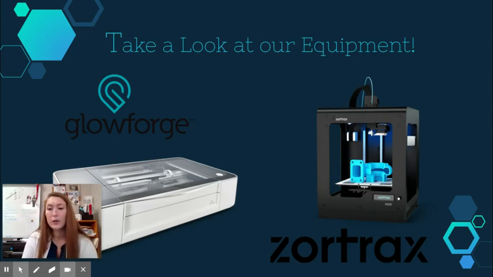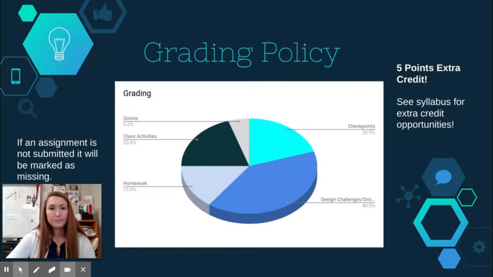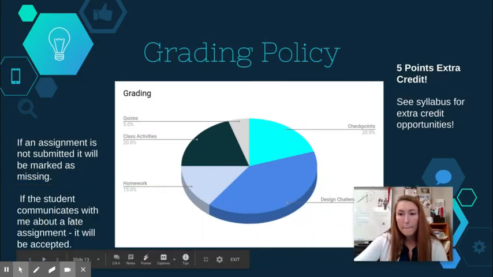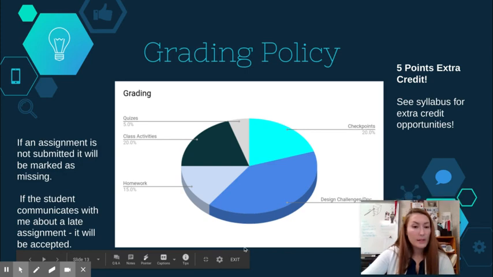And then our Zortrax is our 3D printer. These are just two hot technologies in our classroom, but we definitely have so many resources for our students to utilize this year that I'm super excited for them to be able to operate. Talking about our grading policy is what we will be discussing next.